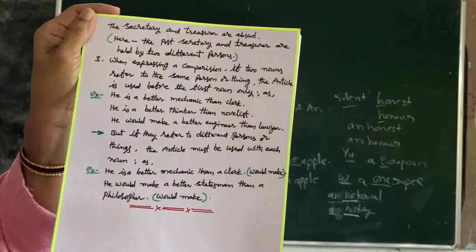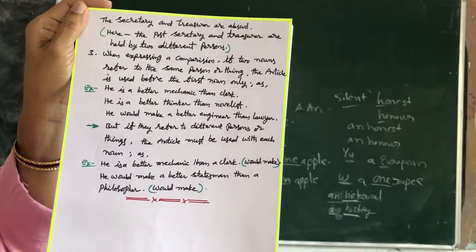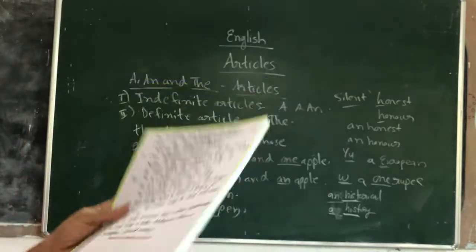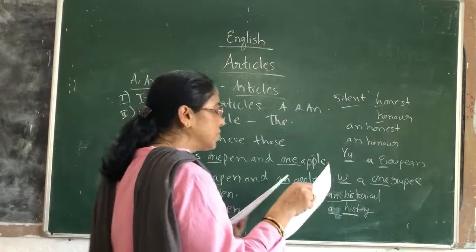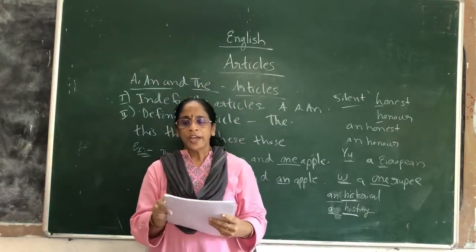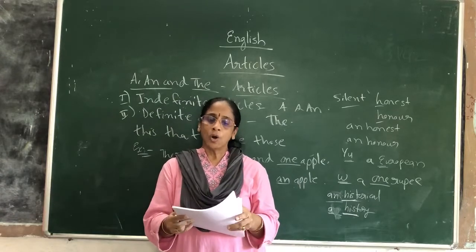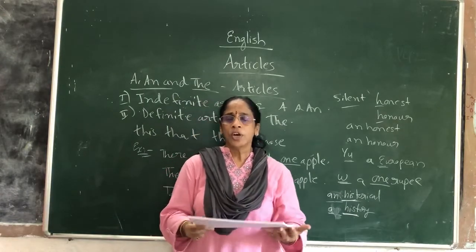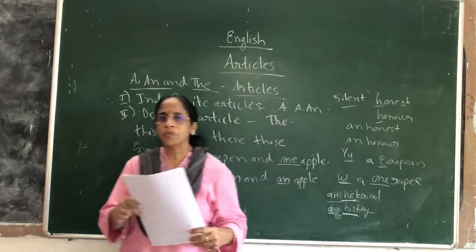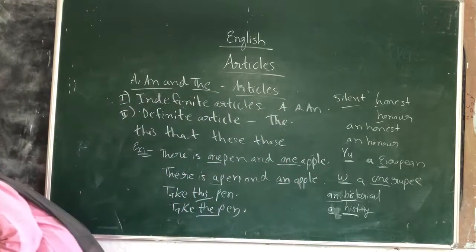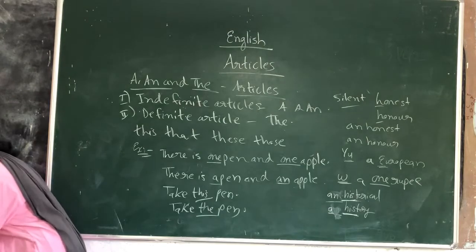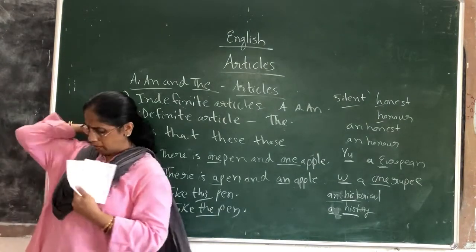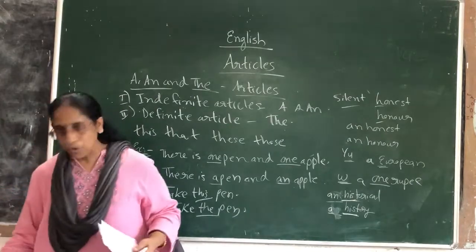Is it clear, children? I hope you all understood where to use articles, where not to use articles, where to omit articles, and how to use articles. These are all clearly explained. Now I want to give you a small exercise. Just fill in the blanks using the articles. Just a few sentences.